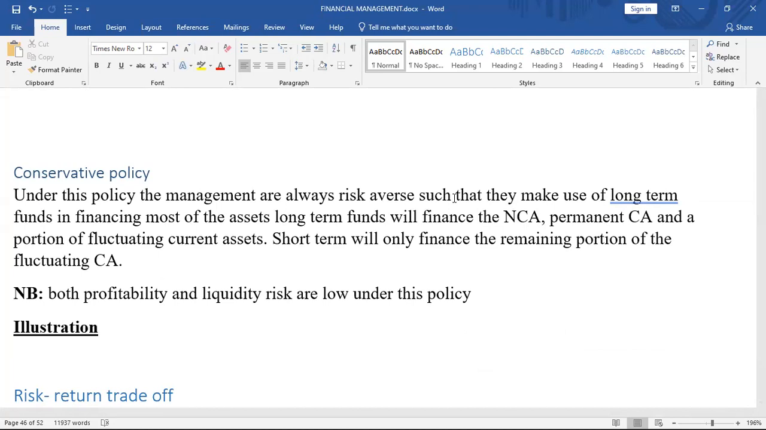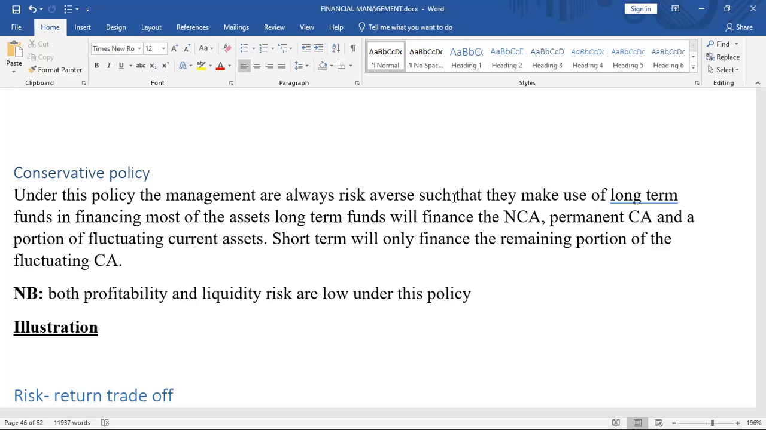The short-term will only finance the remaining portion of the fluctuating current assets. In this regard, both the profitability and liquidity risk are low under this policy. Why? Because remember, you are financing the conservative way. Basically, we can use the long-term financing to finance part of the fluctuating current assets, the permanent current assets, and non-current assets, where the short-term can be used to finance parts of the fluctuating current assets.